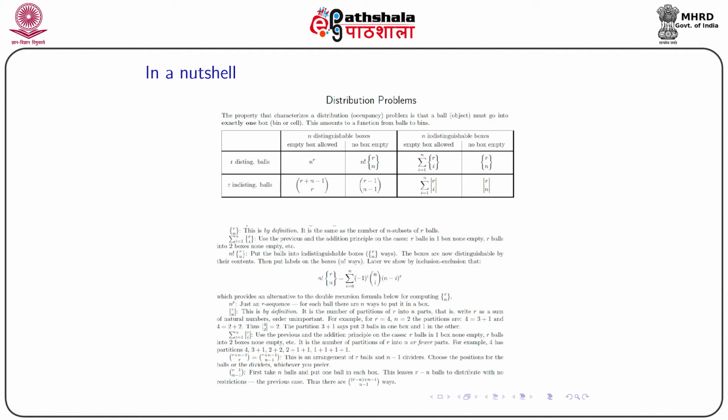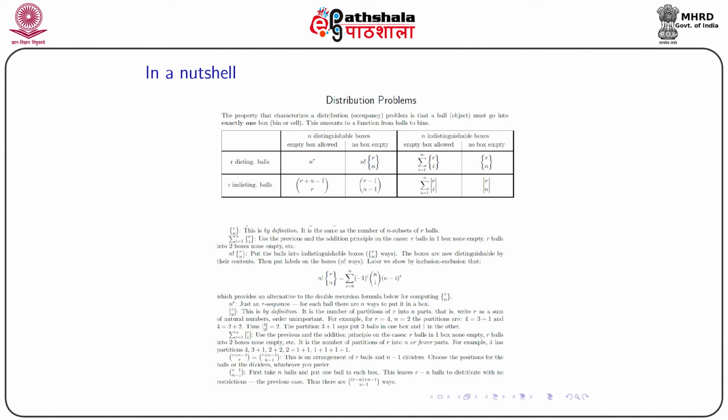Now if the balls are also indistinguishable like the boxes, then if we allow empty boxes, it will be the sum over i from 1 to n, and we are using a symbol R i within two straight lines. This is nothing but the number of partitions of R into i parts, and we are summing up all possible such combinations. But if we put the restriction that no box remains empty, then it will once again be the same symbol R and n.